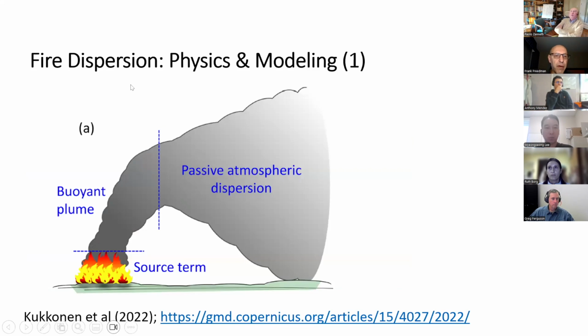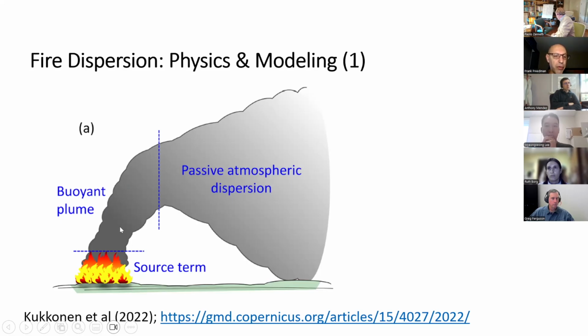So in modeling fires, this is a diagram in a paper from Kukkonen et al. 2022, and this is the developer of the buoyant model, which we'll show some examples of simulations for towards the end of this talk. But they divide their model into a source term, a buoyant plume, in which the plume from the fire is hot enough where the entrainment of air from outside the fire isn't sufficient to kill the buoyancy. Eventually, the entrainment does kill the buoyancy, and you might get a plume that has passive atmospheric dispersion unaffected by the heat within the plume itself.